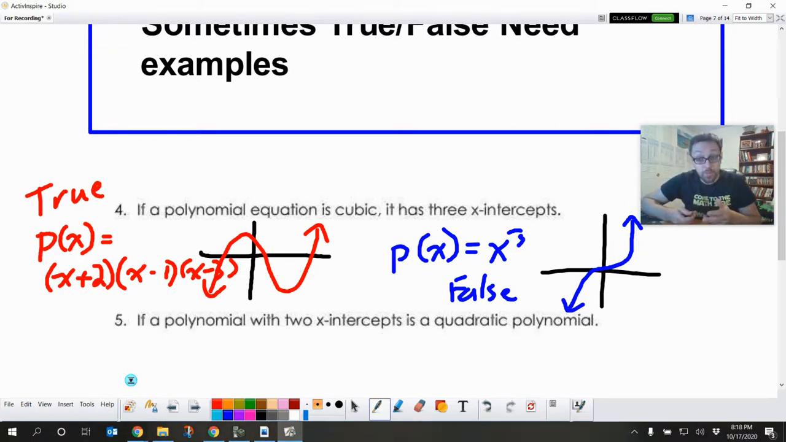So that one would be sometimes true, sometimes false. It has 3 roots. Both of those have 3 roots, but there was nothing in that statement that said that the x-intercepts had to be different. They could all be the same thing.